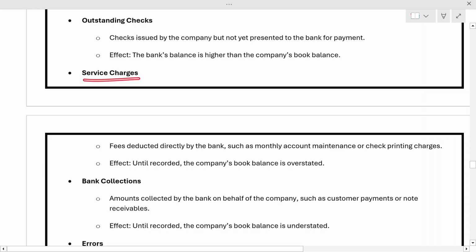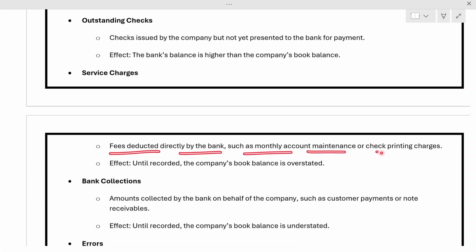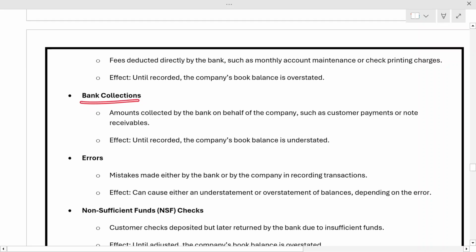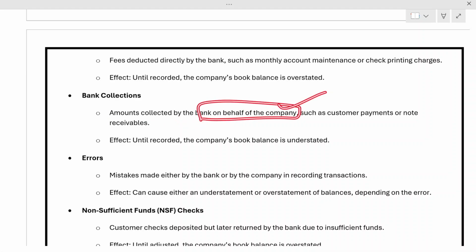Let's take the service charge example. Fees deducted directly by the bank, such as the monthly account maintenance charges or the printing charges. What will happen? Until recorded, the company's book balance is overstated. The company's balance will be showing a higher amount, right? Because they have not recorded that expense in their books of accounts. Let's see the fourth example of bank collections, wherein an amount is collected by the bank directly on behalf of the company, such as customers' payments or notes receivable. What will happen? Until recorded, the company's book balance will be showing a lower balance of cash because the company is not aware about it.